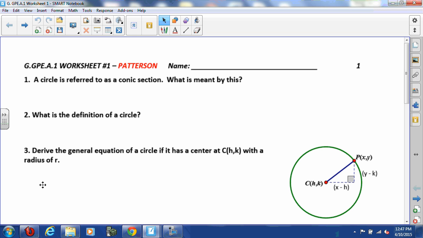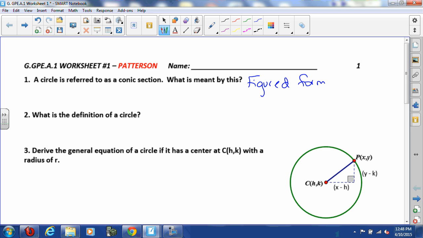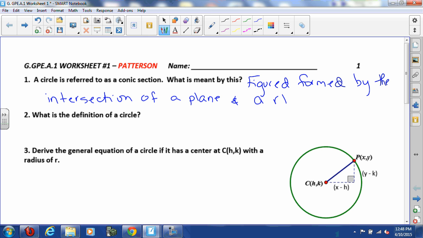Do you know what a conic section is? Here's a good word. Conic section is just a figure formed by the intersection of a plane and a right circular cone. That's all it is, a conic section.